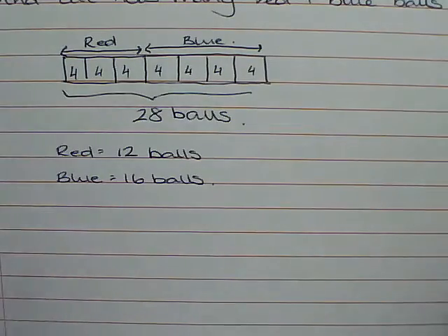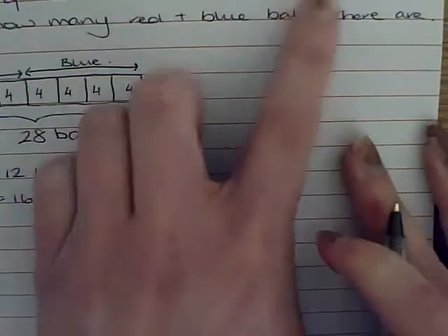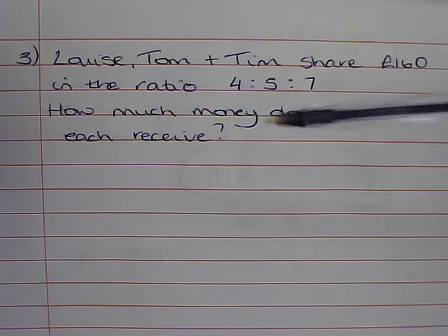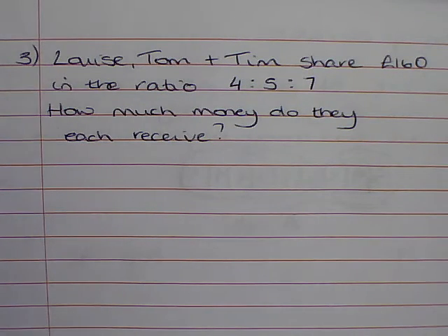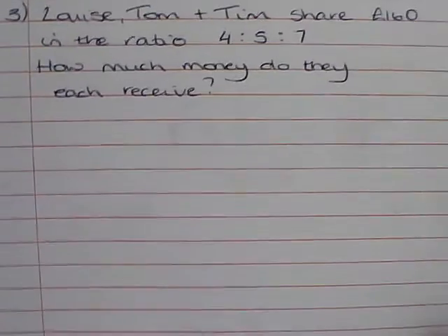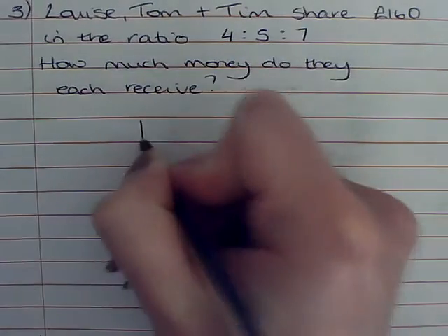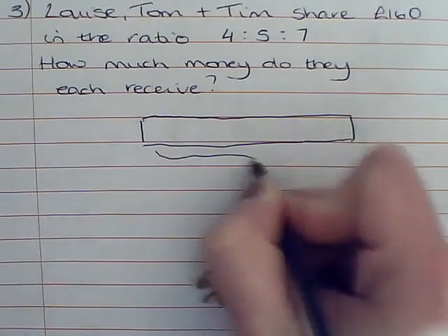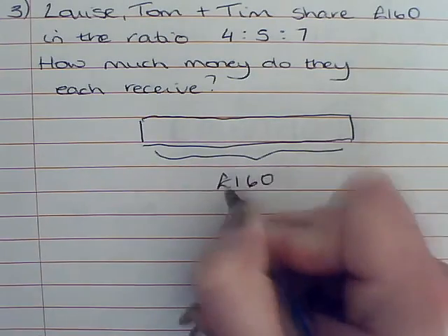Alright, now we're going to move it a little bit harder. We're going to start sharing a ratio when we have 3 parts. So here's our next example that's got the 3 parts. We've got Louise, Tom and Tim who are sharing £160 in the ratio 4, 5, 7. How much money do they each receive? Very important question because we don't want to shortchange anyone. So here's my bar that is worth £160.